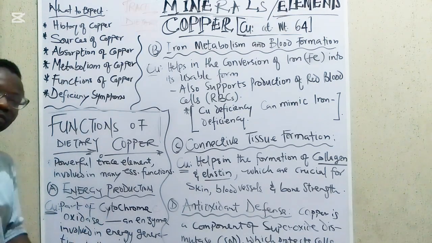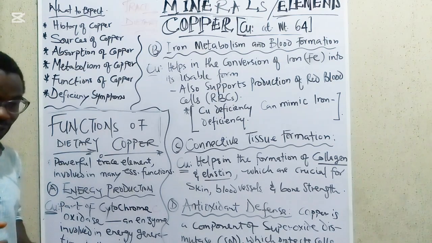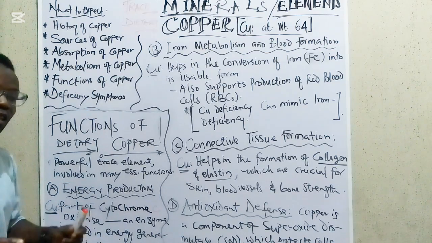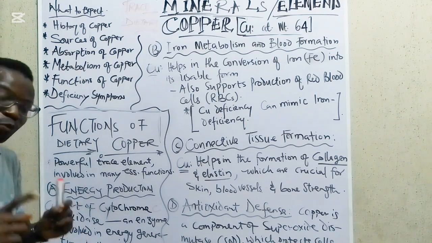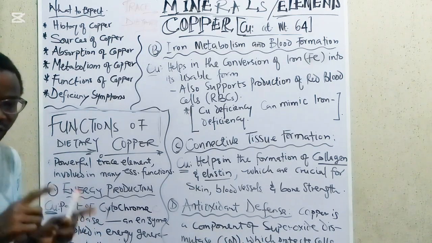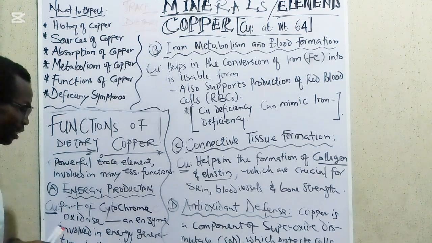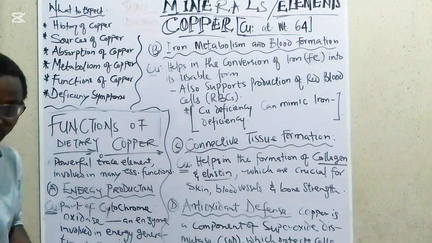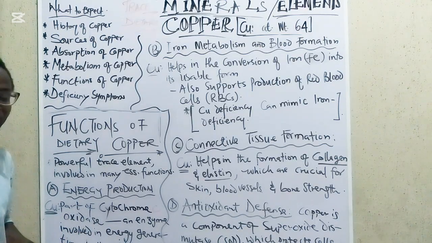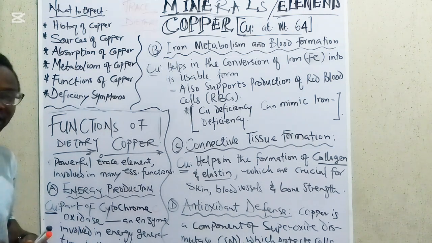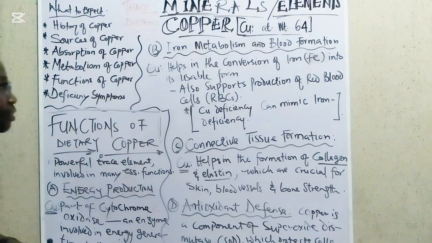Now what that means in effect, on the flip side, is this: when copper is deficient, there is going to be weakness, because when there is no energy, it means weakness. So if copper is present, that means there is production of energy. It helps production of energy. When copper is deficient, it means deficiency in energy production. Now, we go to the next thing.